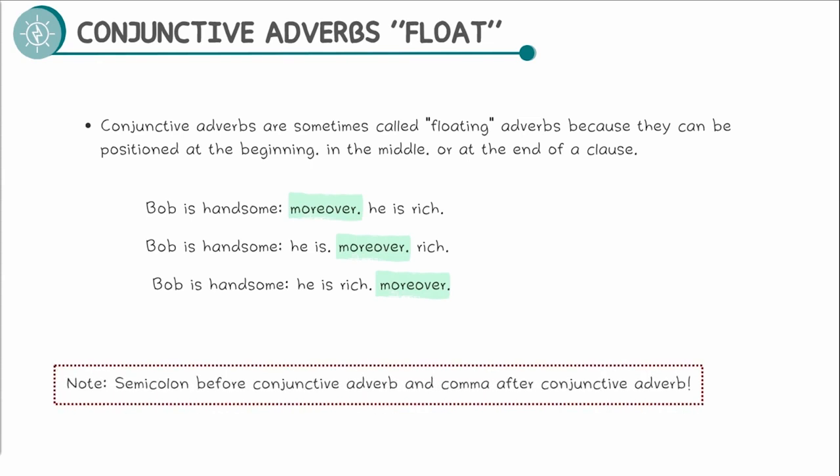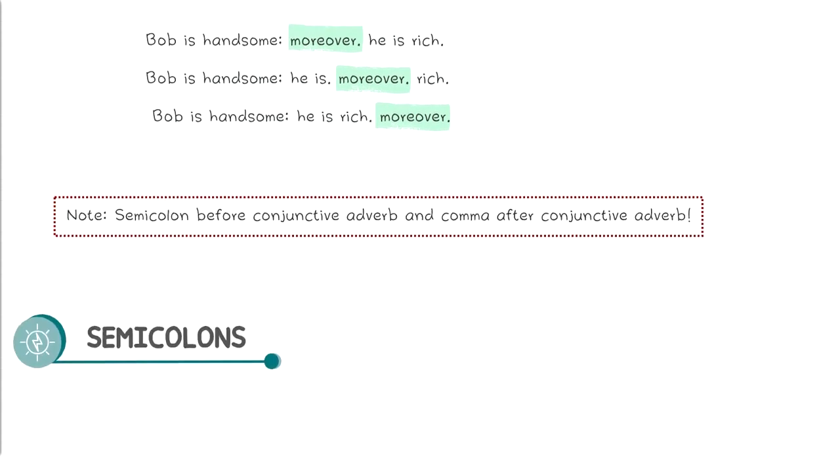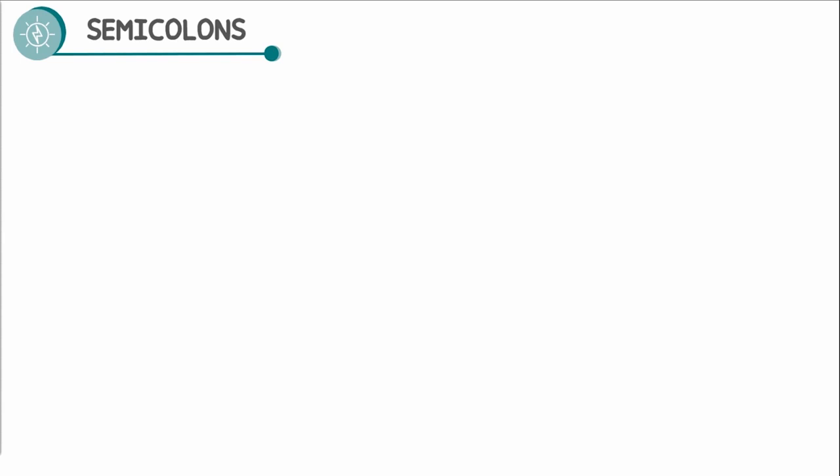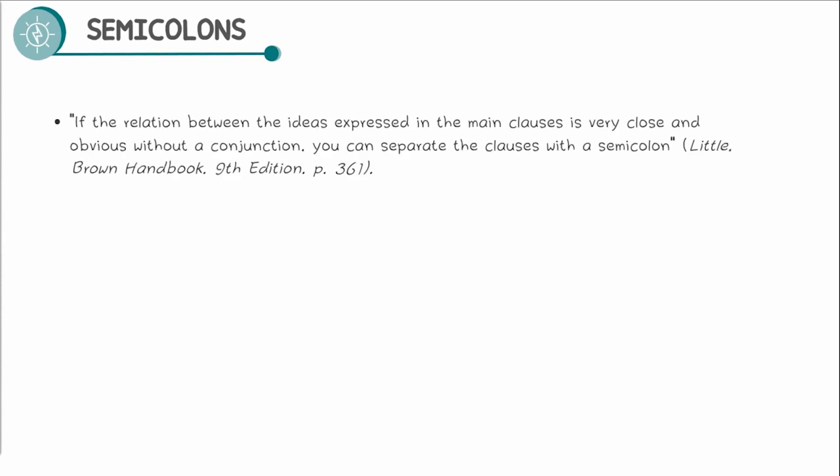A note to remember: a semicolon is used before a conjunctive adverb and a comma after it. A semicolon can also be used if the relation between the ideas expressed in the main clause is very close and obvious. Without a conjunction, you can separate the clauses with a semicolon. Here is an example. Tom has benefited from his exercise program; he is slim and energetic. Notice that the semicolon is used after the first independent clause, followed by the next independent clause.